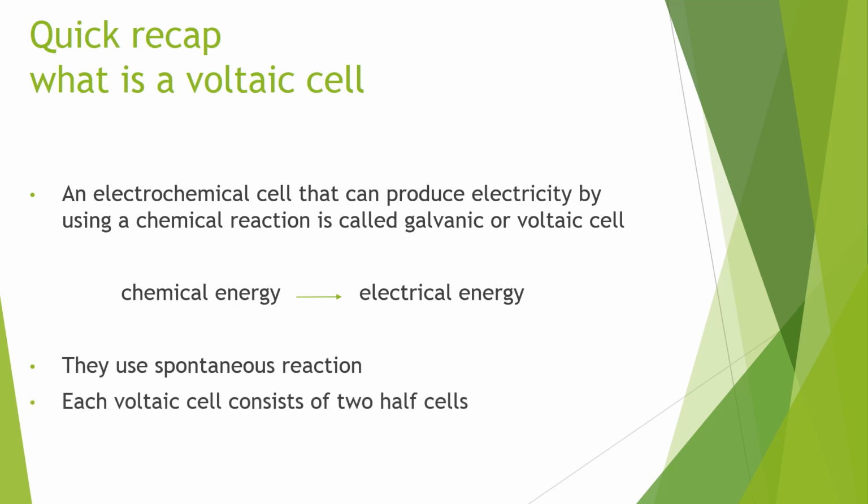We divide the cell into two half cells. In one of the cells, oxidation takes place and the electrons produced as a result of oxidation travel through the external wire and reach the other half cell where reduction takes place, and this movement of electrons through the external wire is used to produce electricity.